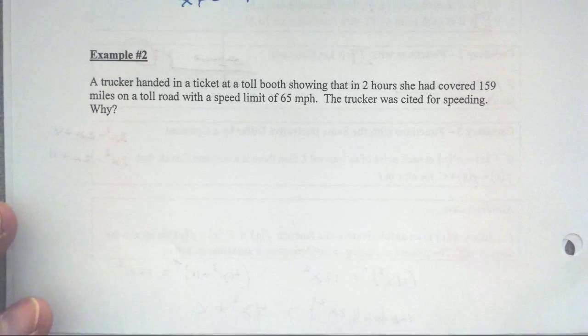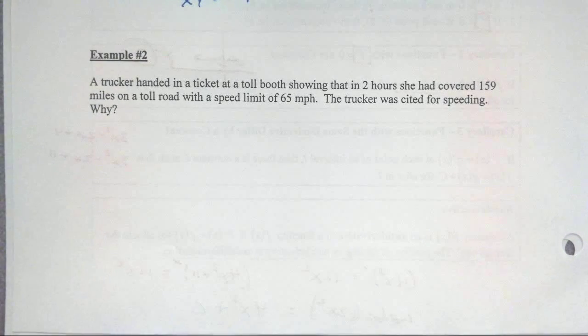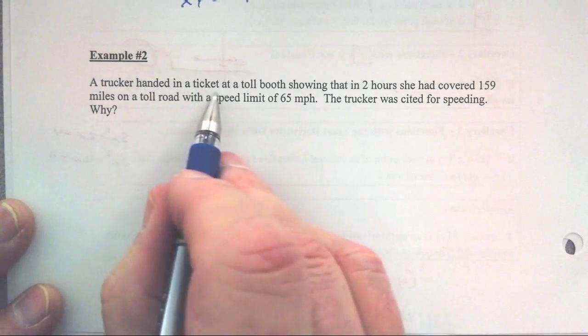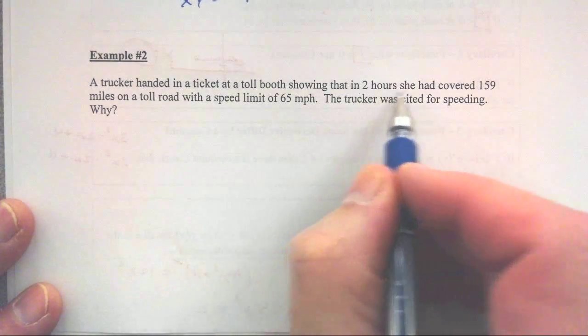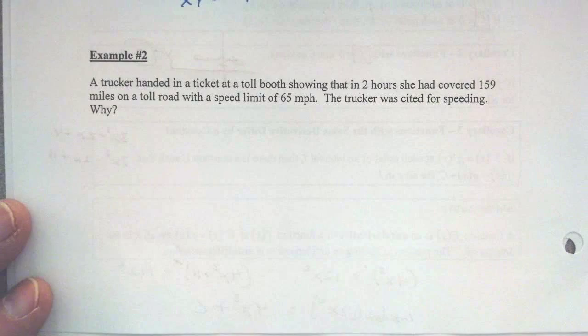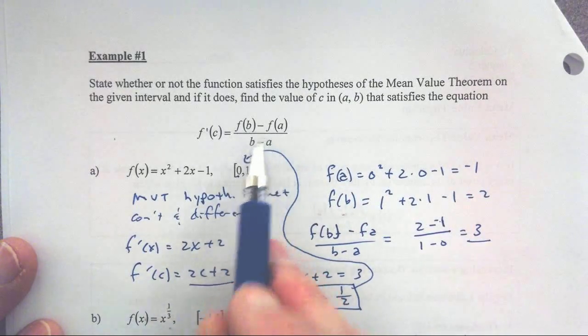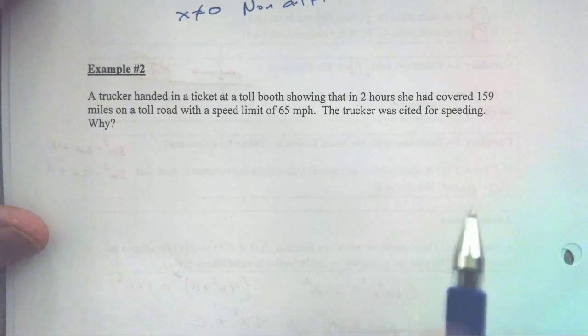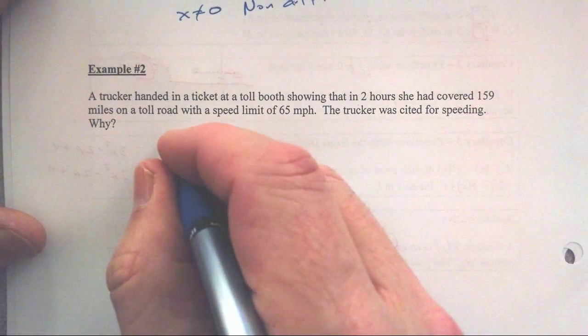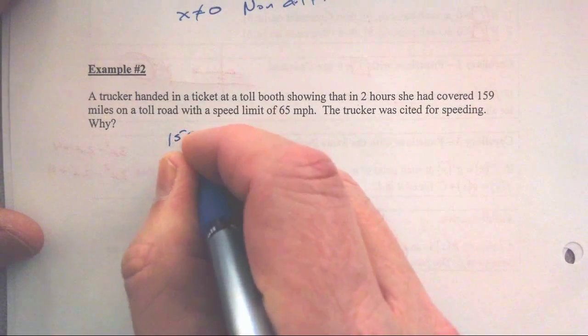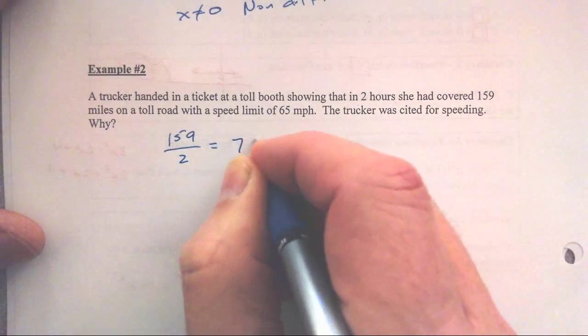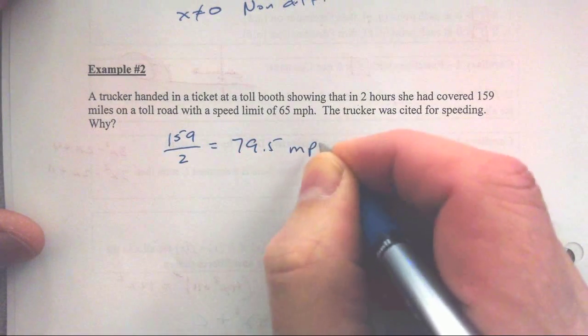Okay, example 2. This is a pretty simple real world problem involving mean value theorem, but we'll be building off of this type of idea. A trucker handed in a ticket at a toll booth showing that in 2 hours she had covered 159 miles on a toll road with a speed limit of 65 miles per hour. Well, this is just our average rate of change. She covered 159 miles in 2 hours.